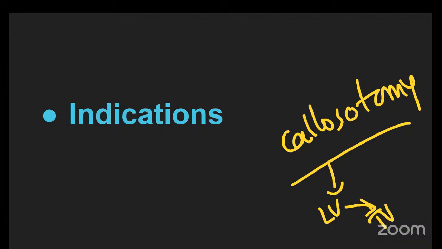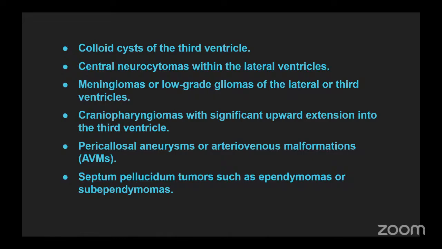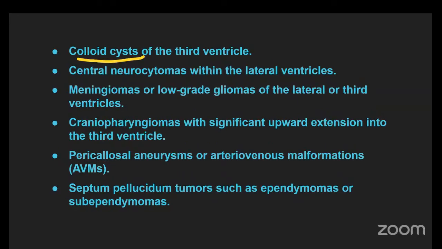I'm sure you're all aware of them already. Probably the most common one is colloid cyst of the third ventricle. What I have seen in my practice, we dealt with the colloid cyst usually with endoscopy, but in centers where neuroendoscopy is not an option, the anterior interhemispheric callosotomy is a very, very good option for the colloid cyst of the third ventricle.